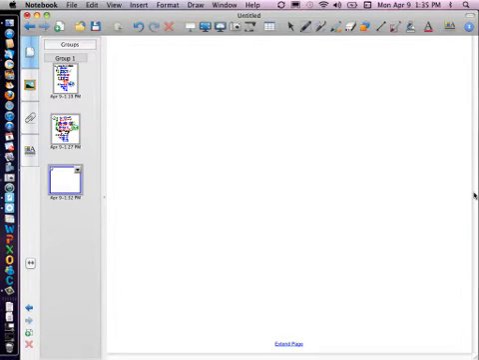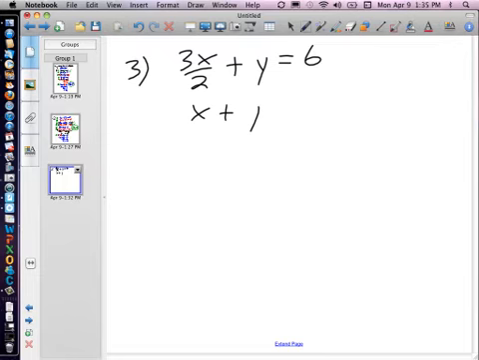Okay, moving on to our next example. Example 3. We'll do 3x over 2 plus y equals 6, and x plus y equals 5. We'll call this equation 1, we'll call this equation 2, and now we have to decide what to do here.